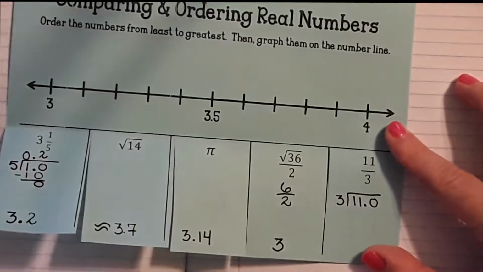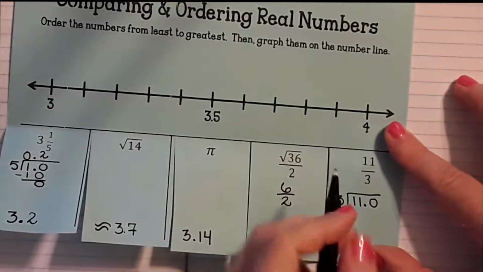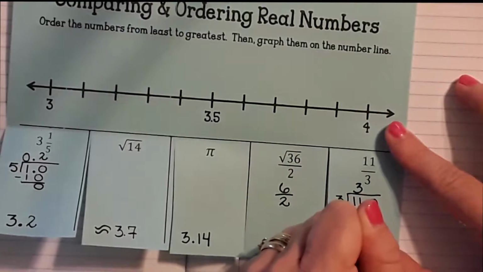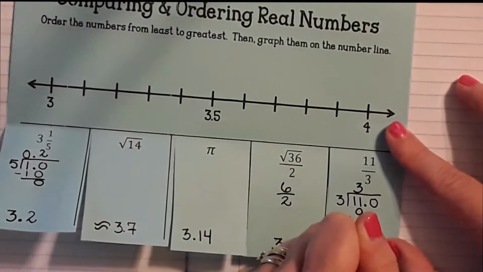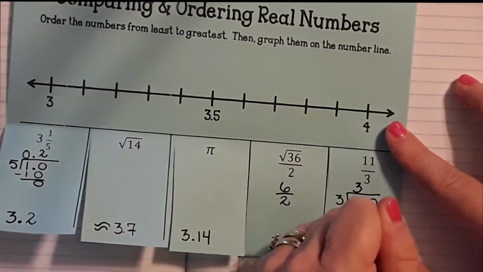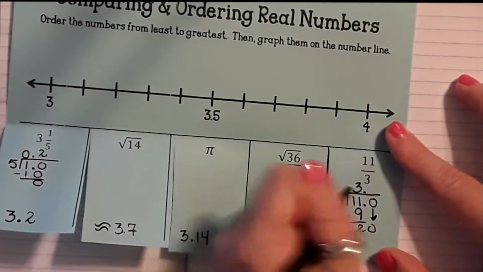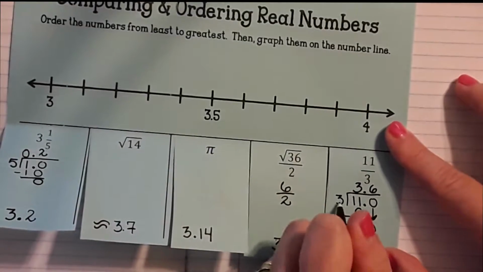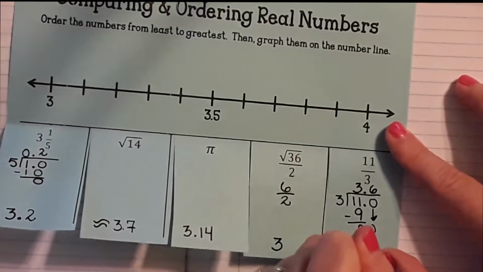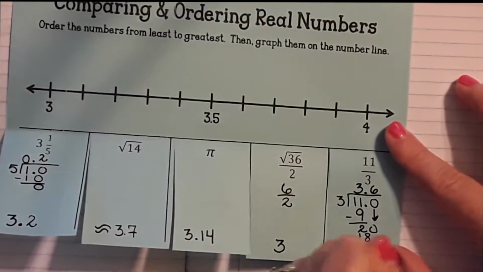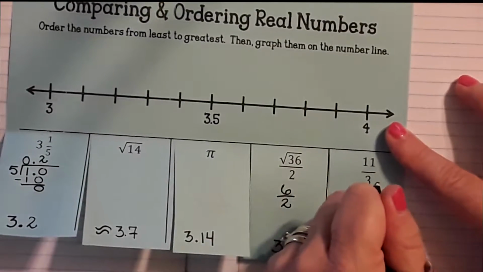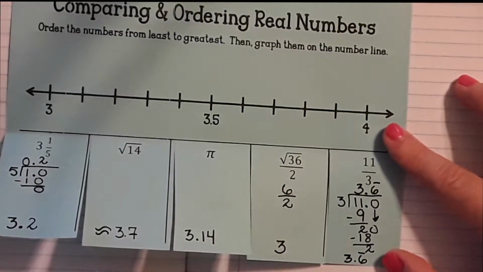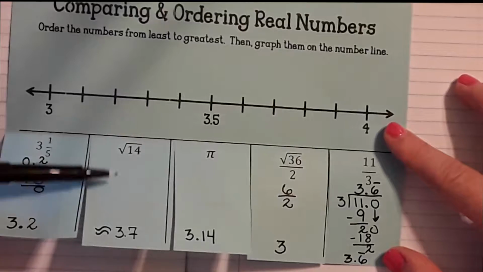I don't know how many times I'm going to have to do this, but it will start like this. 3 goes into 11 3 times. 3 times 3 is 9. 11 minus 9 is 2. Bring down my 0. Put my decimal. How many times does 3 go into 20? 6. 3 times 6 is 18. Subtract 18 from 20. Notice I'm going to get a 2 again. So I know it's going to be 3.6 repeating. But still, who's the greatest right now?